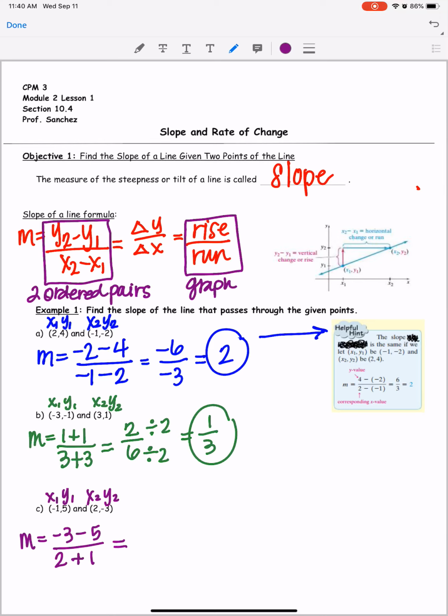So simplify. -3 minus 5 is -8. 2 plus 1 is 3. We can't simplify that, so that is our answer.